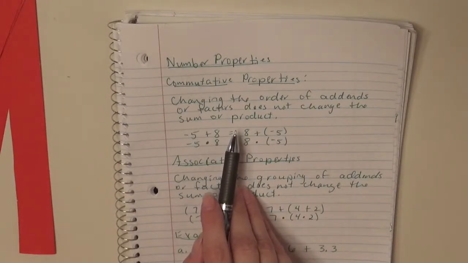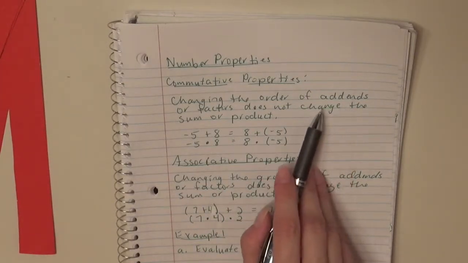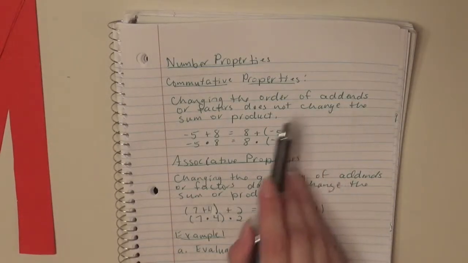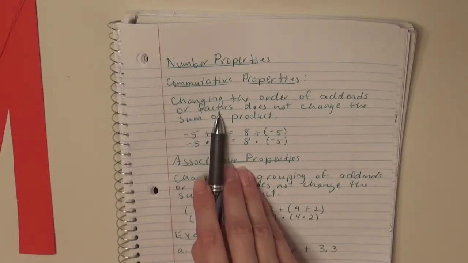Now what does it mean when it says an add-in? An add-in would be a number that you've added. So for example, 3 plus 2 equals 5. 3 and 2 you would call add-ins. Those are the numbers you're adding together. Factors are numbers that you're multiplying. So maybe 6 times 2 equals 12. So 6 and 2 are your factors. So what this is saying is that anytime you add two numbers together, or if you multiply two numbers together, changing the order does not change the answer.